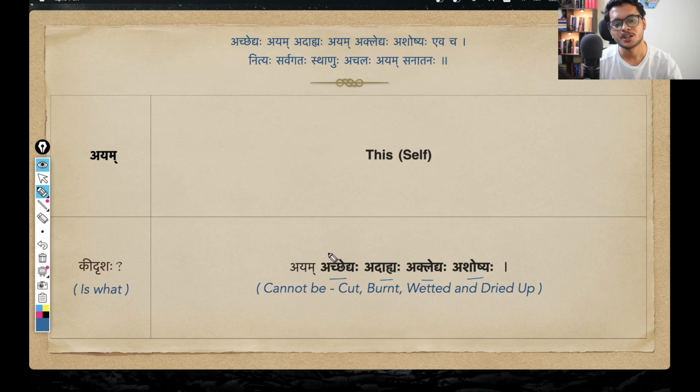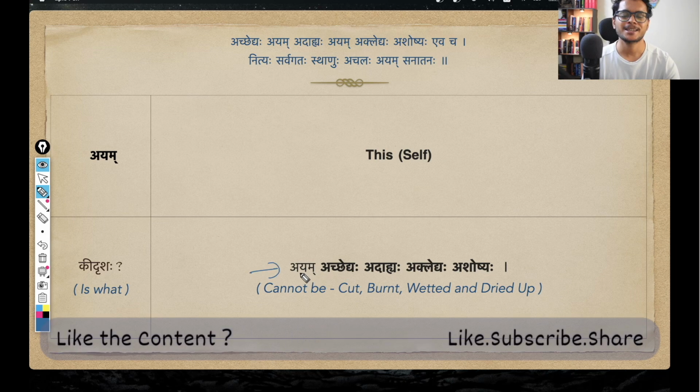There we were just changing the dhatu into a normal kriya pada using what purusha, what lakara, what vachana. And here we are using the dhatu to create a kridanta. And kridantas are more often than not used as an adjective for whatever subject we are describing. So here we are describing the self. So this self cannot be cut, this self cannot be burnt, this self cannot be wetted, and this self cannot be dried up. This is the same idea that we saw in the previous shloka. So I hope this entire statement is clear.